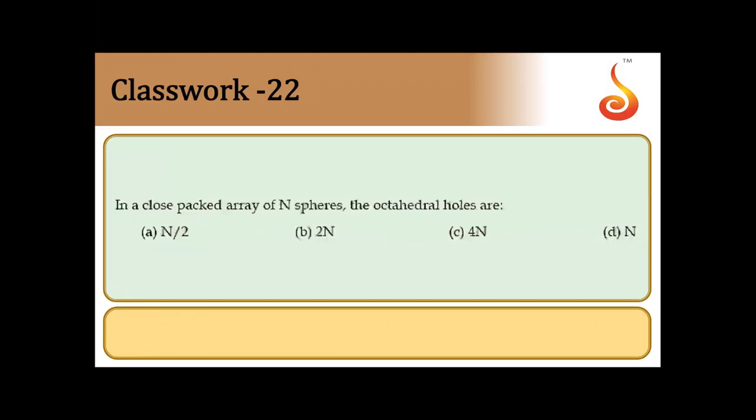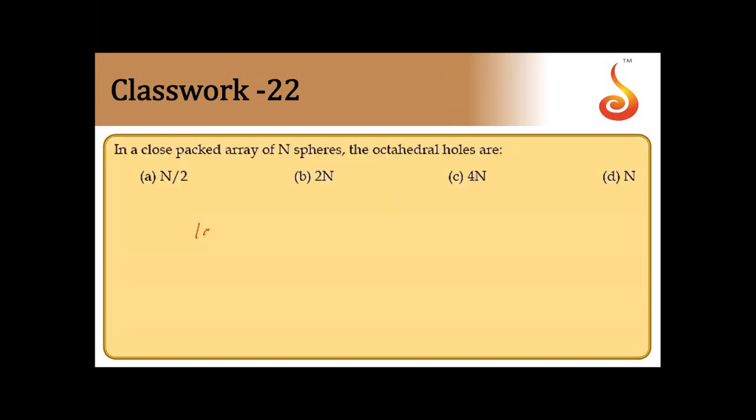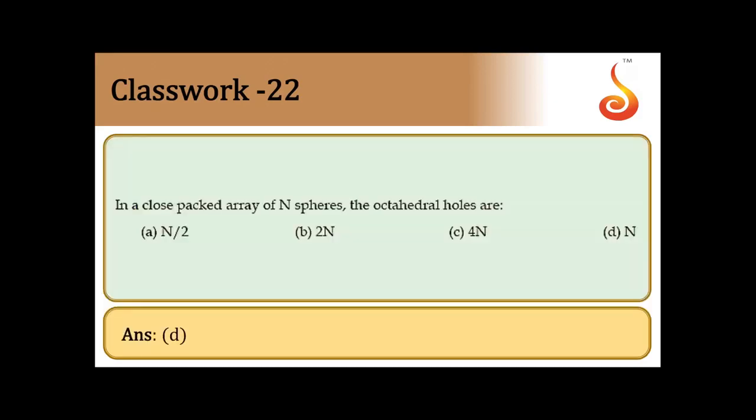Next one, 22. In a closed packed array of n spheres, the number of octahedral holes are. The ratio of atoms to spheres. For every atom in a closed packed arrangement, we have one octahedral void and two tetrahedral voids. Since n spheres are asking about octahedral voids, the ratio of atoms to voids is 1:1. So D is the answer. Number of spheres.